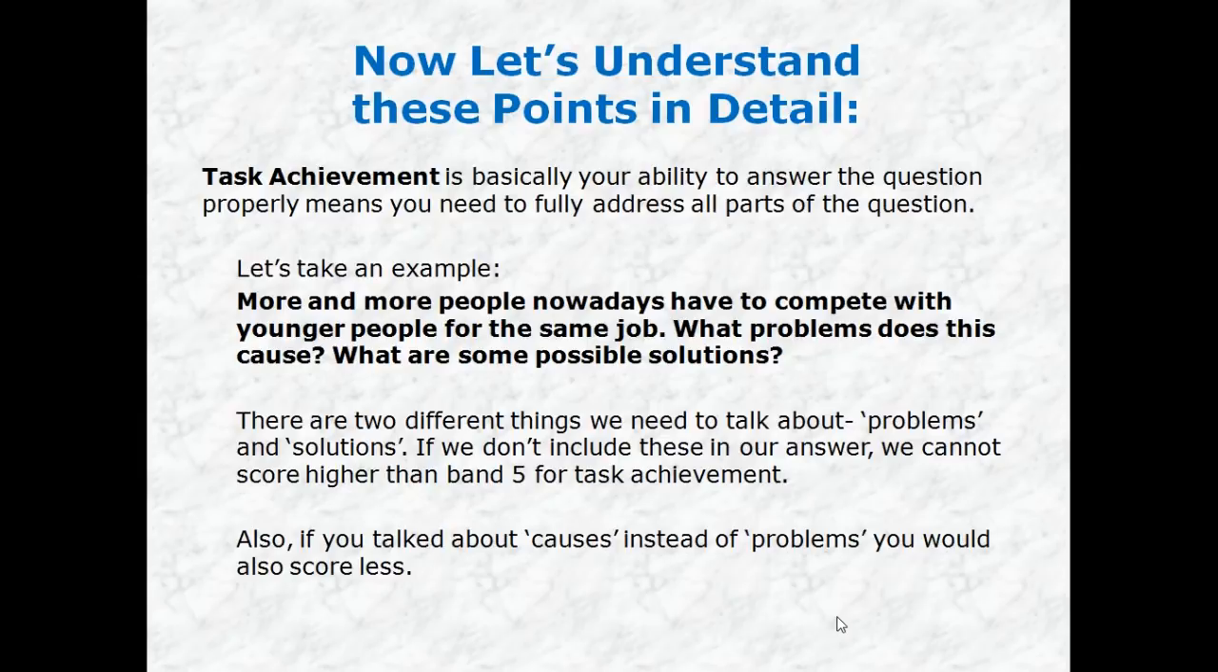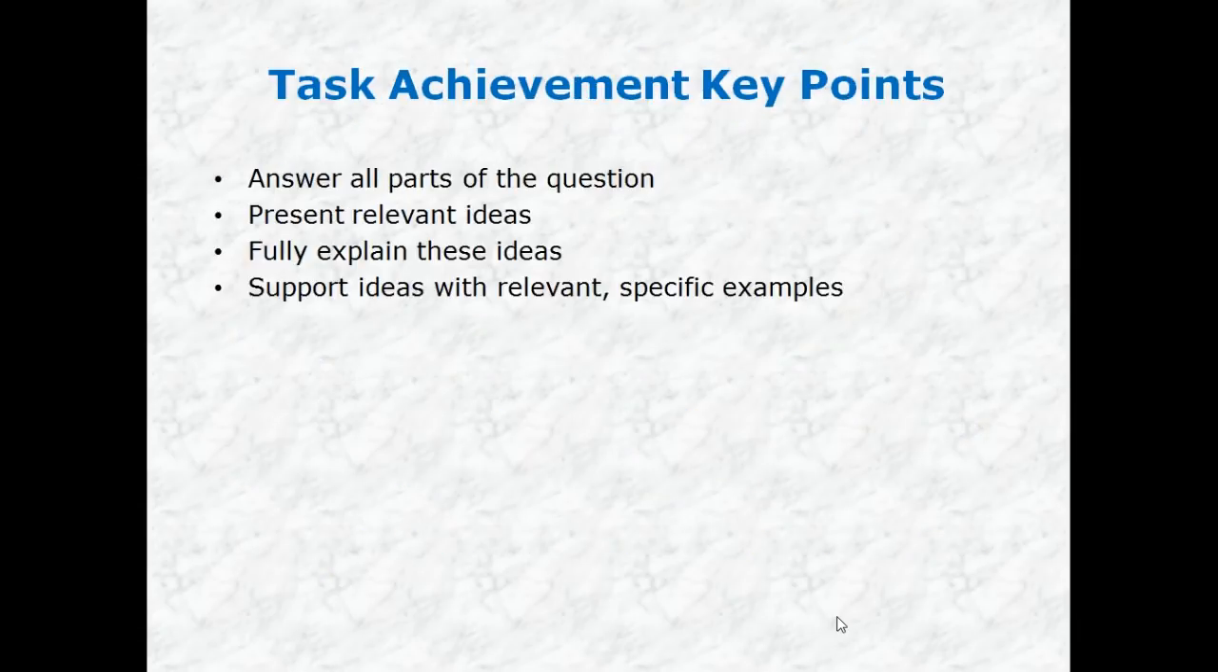And if we don't include these things in our answer, we will not score higher than 5 band for task achievement. Also, if we have talked about the causes instead of the problems, again my score will be less. Then the main key points we have to keep in mind when we are discussing the task achievement topic. Number one, answer all parts of the question well.